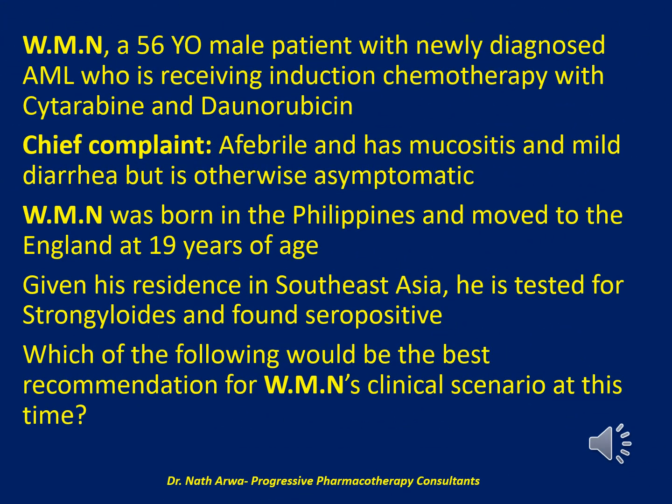And the next question reads, WMN, a 56-year-old male patient with newly diagnosed AML who is receiving induction chemotherapy with cytarabine and daunorubicin. He is afebrile and has mucositis and mild diarrhea but is otherwise asymptomatic. WMN was born in the Philippines and moved to England at 19 years of age. Given his residence in Southeast Asia, he is tested for Strongyloides and found seropositive. So my question to you is, which of the following would be the best recommendation for WMN's clinical scenario at this time?